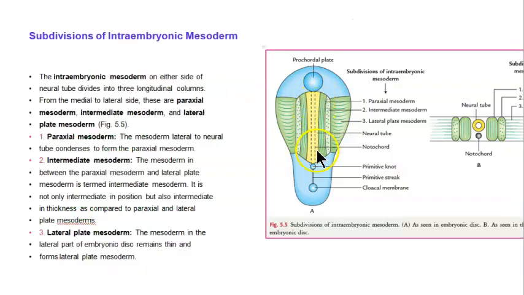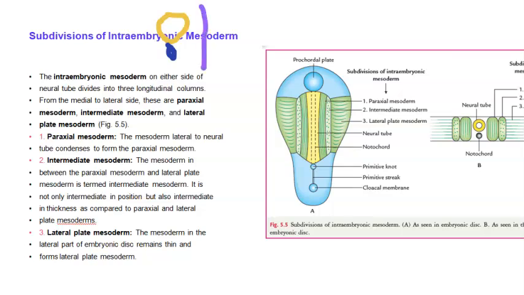So you remember, over the notochord you have the neural tube, and on either side of that neural tube you have the intraembryonic mesoderm. Let me explain that. Here you have the neural tube, which is overlying the notochord. I'm just repeating what I explained last time. So you have the paraxial mesoderm, then the intermediate mesoderm, and then the lateral mesoderm.